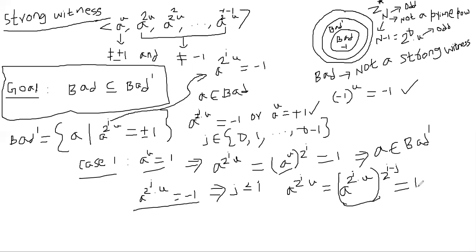So what did we prove? In both cases, in case 1, a power u equal to 1, a belongs to bad prime. In the case that a power 2 power j times u is equal to -1, we also proved that a belongs to bad prime. So we proved both cases.